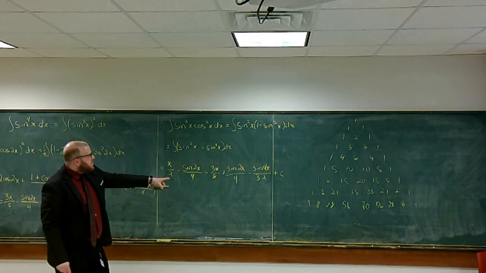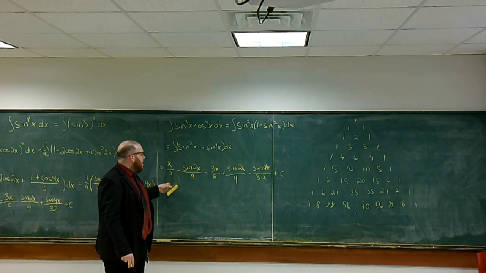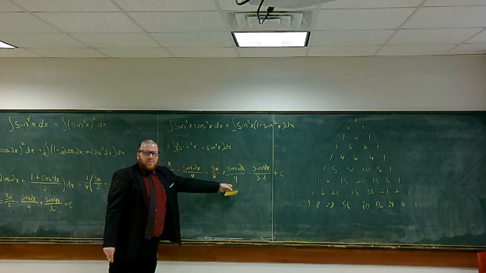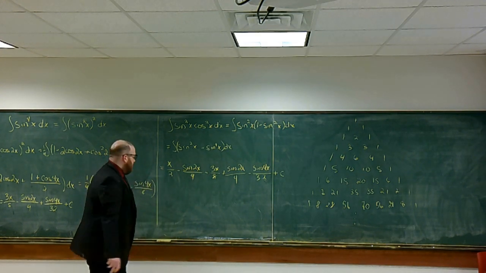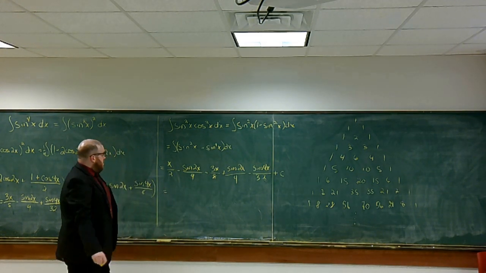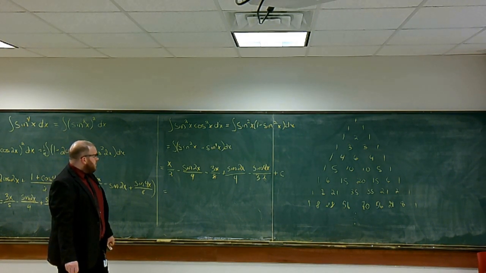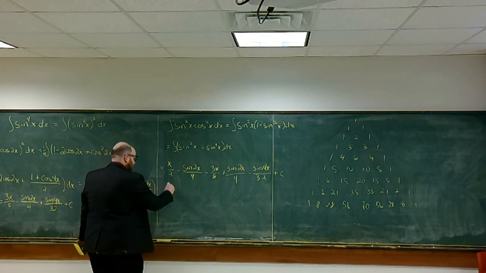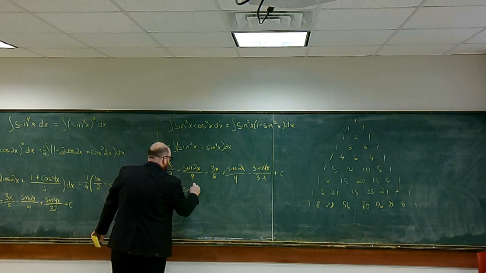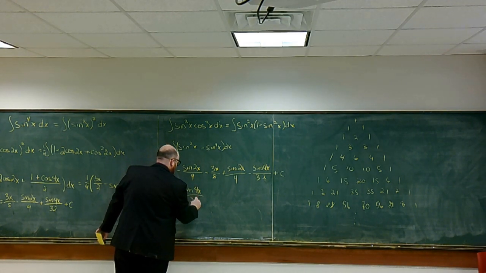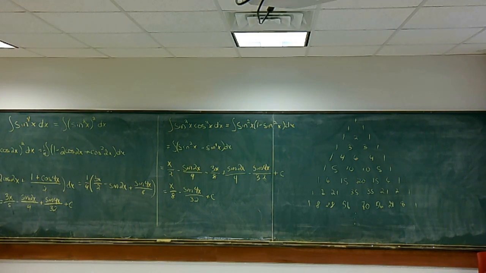Simplify. Actually, I want to simplify. These two can be combined, right? And these two can be combined. That's nice that these two actually drop out. We get what? X over 8? They drop out, then just minus sine of 4x over 32. That's a constant. There's our antiderivative.